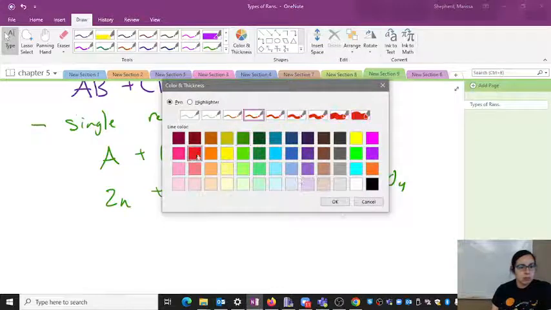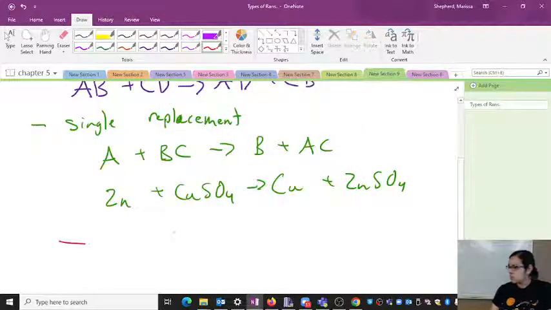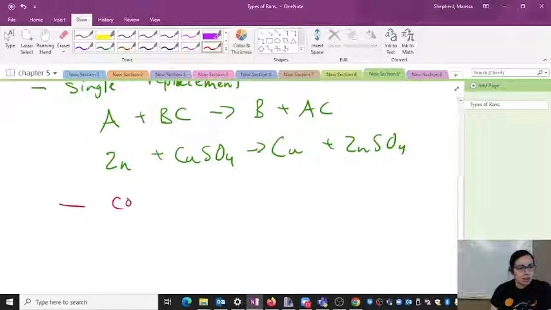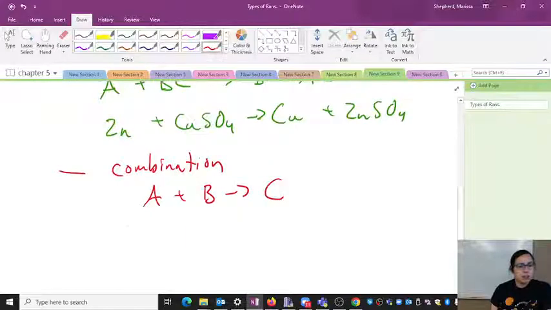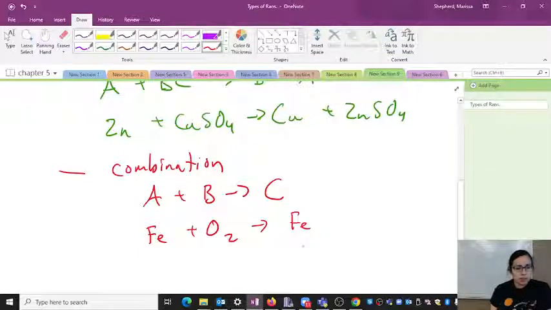So what were other types of reactions that you see? We had combination. Those are generally easier to spot. Usually you have two things coming together to make one thing. One example could be iron plus oxygen gives you iron oxide. Something like that.